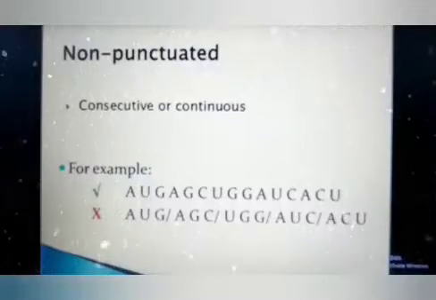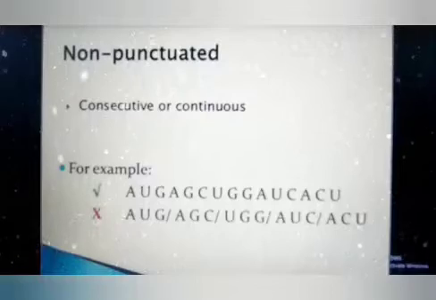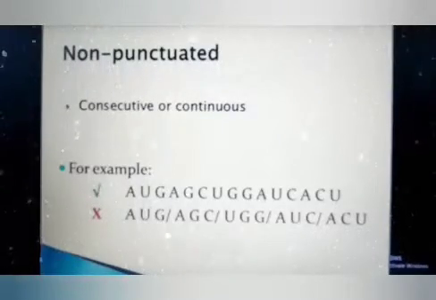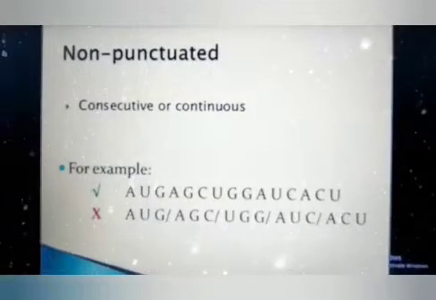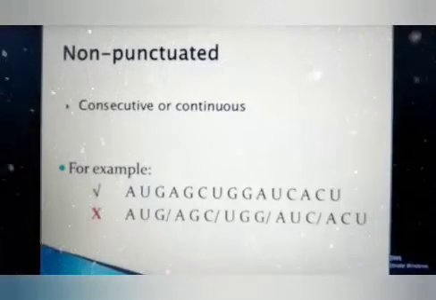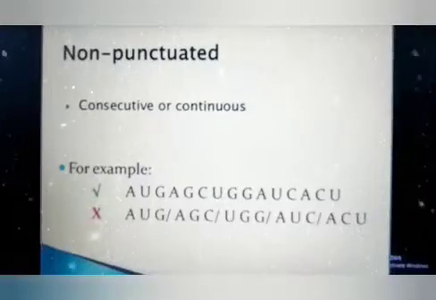Non-punctuated means consecutive and continuous. Continuous means it takes a continuous flow of genetic code, without any oblique or punctuation mark between codons.